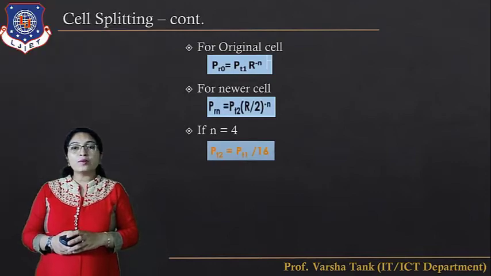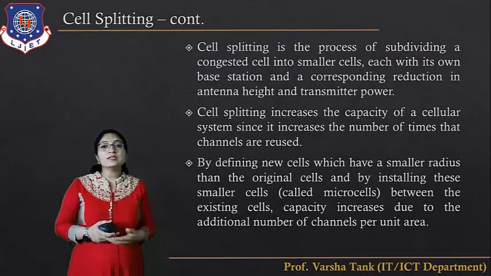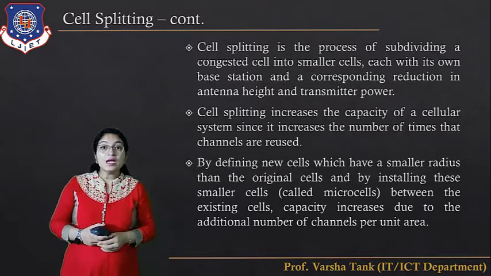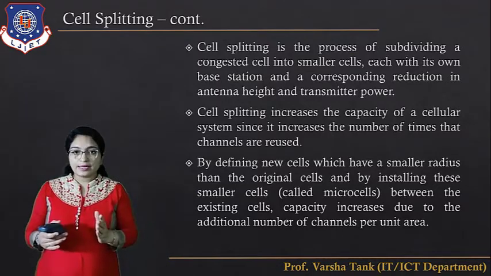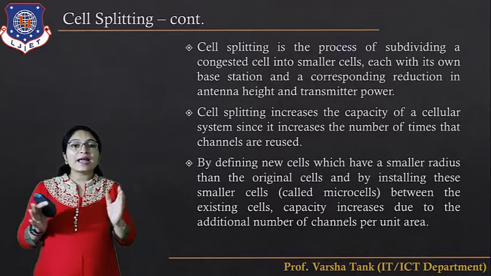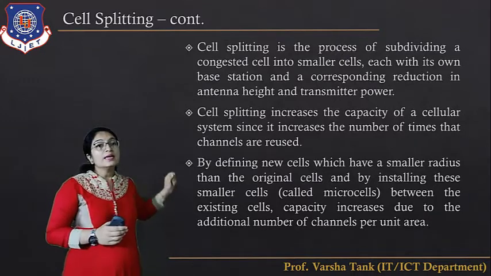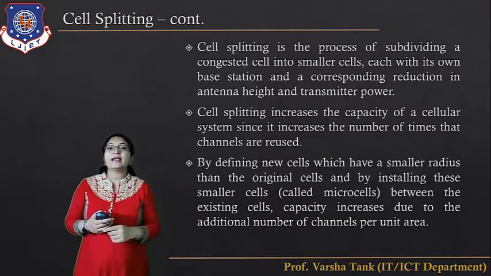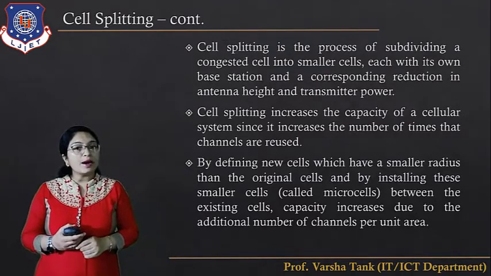So now let's learn about cell splitting. Cell splitting is the process of subdividing a congested cell into smaller cells. We are dividing this entire cell into smaller cells, each with its own base station and a corresponding reduction in antenna height and transmitter power.